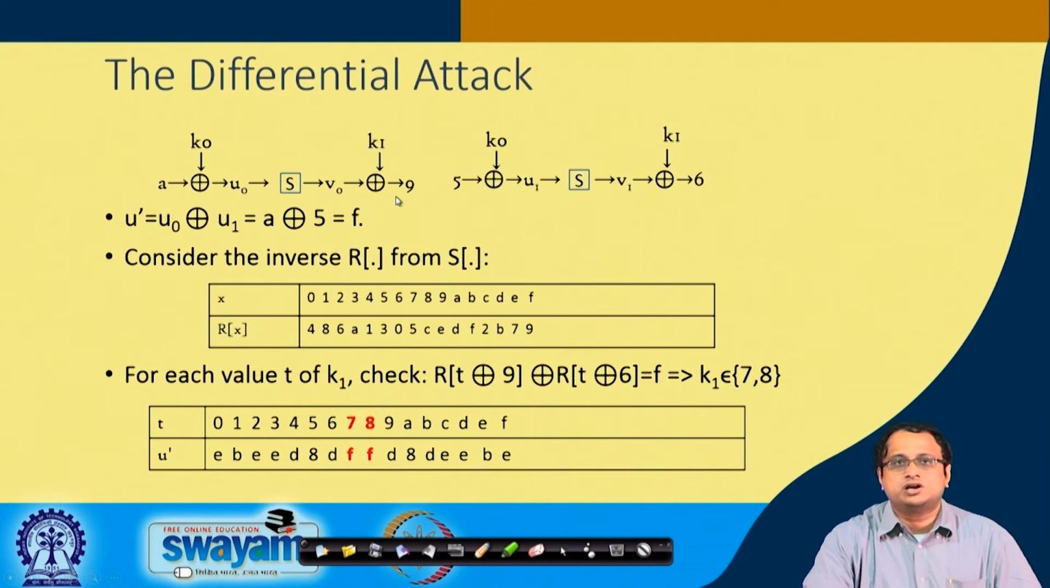Okay. So, here is the actual differential attack. Here you can see that you have got A, which is one of the messages, and you have got K0 and U0. In the other pair we choose 5 as the message. Okay. So if you XOR A and 5, then you get F. And therefore U0 XORed with U1 is also equal to F. So U0 XORed with U1 is equal to A XORed with 5, and that is equal to F.